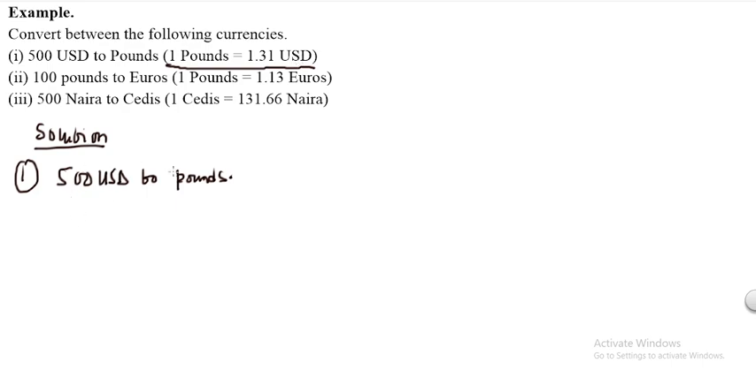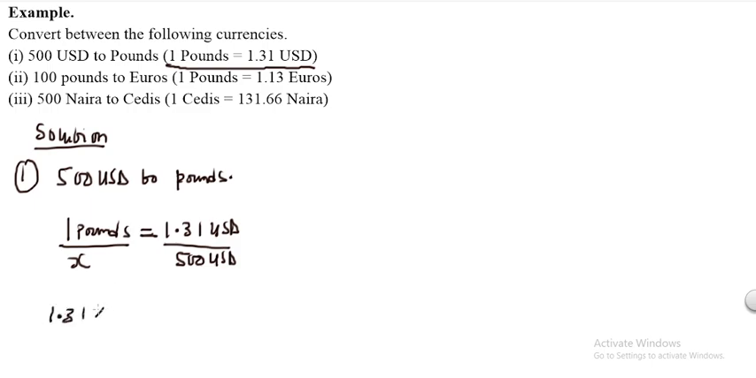To start off, first convert USD to pounds. We simply first write out the exchange rate. So we say £1 is equal to 1.31 USD. Then we say X pounds, because X is what we are looking for, will be equal to 500 USD. So we make this a fraction, and from here we can cross multiply. So if we cross multiply, this becomes 1.31 times X is equal to 500 times 1. That means 1.31X is equal to 500.